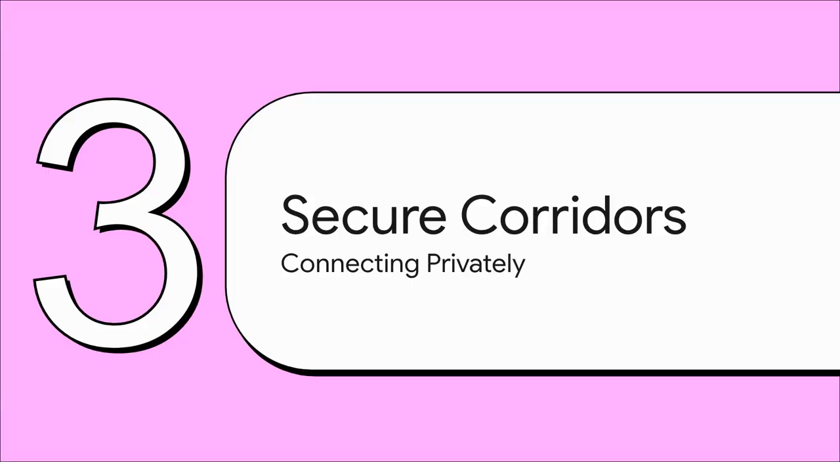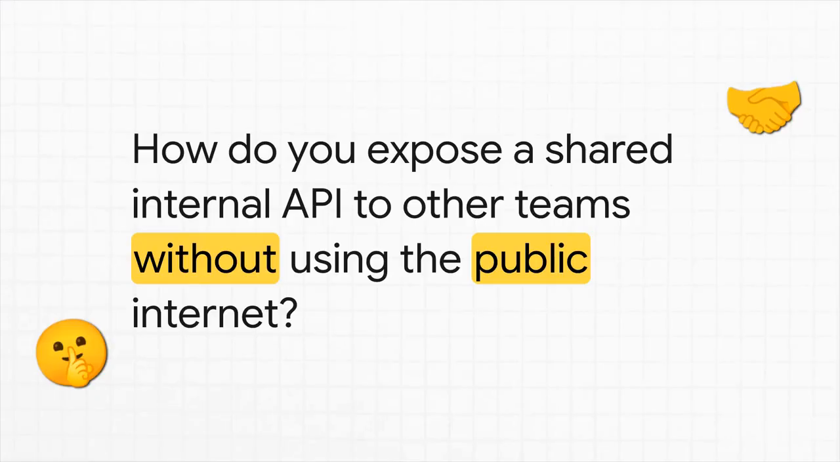Okay, our fortress is now pretty secure internally. But what happens when we need to connect to other services? Maybe they're in other VPCs or other accounts or even AWS's own services. We can't do that by exposing everything to the public internet. We need secure corridors.